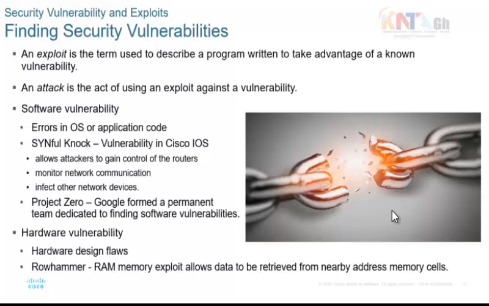Now, when we look at hardware vulnerability, these are hardware design flaws. So, Rowhammer is a RAM memory exploit that allows data to be retrieved from nearby address memory cells.